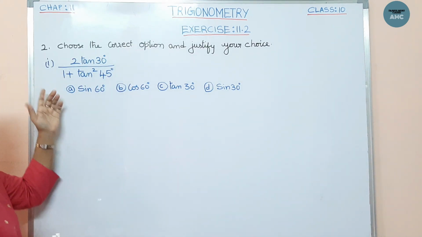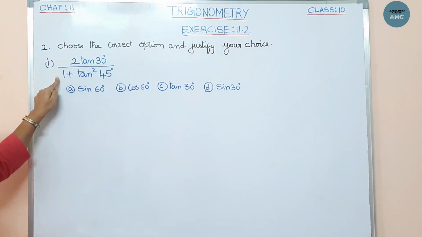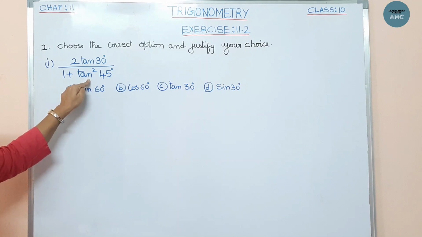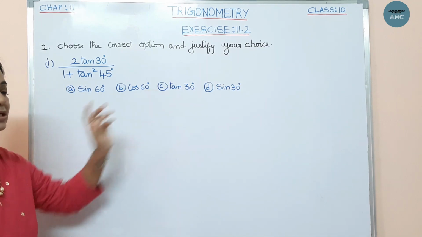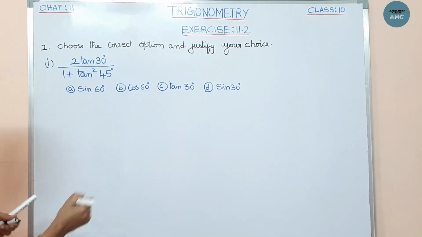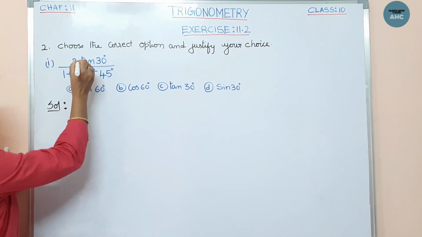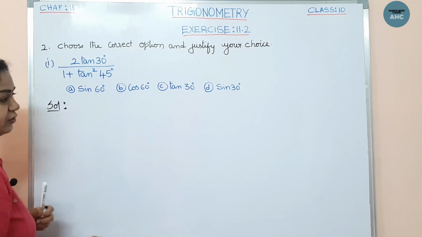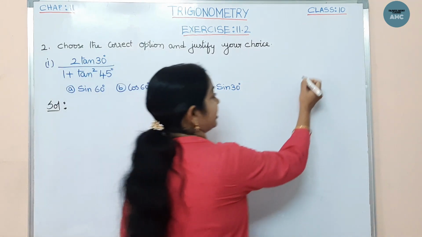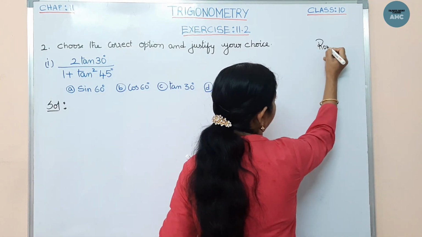Now let's start with this. 2 tan 30 degrees upon 1 plus tan square 45 degrees. The options given are A, B, C, D. So let us find out here. Now tan 30 degrees and tan 45 degrees. Let's see the second method. Okay, this is the rough part.